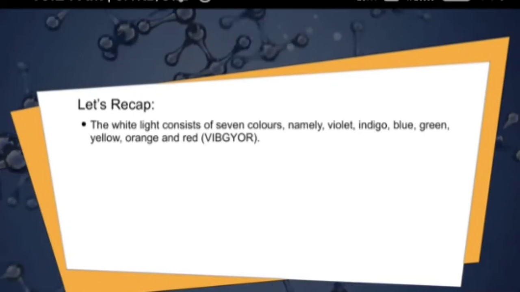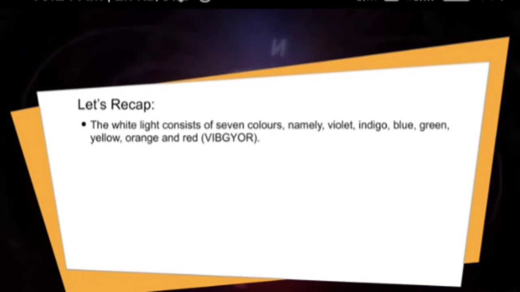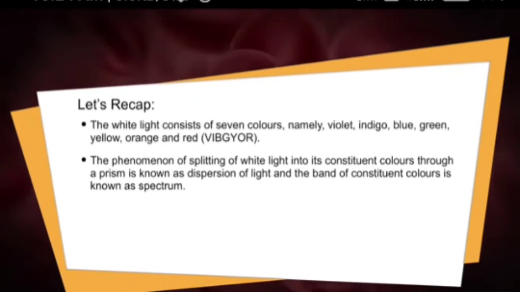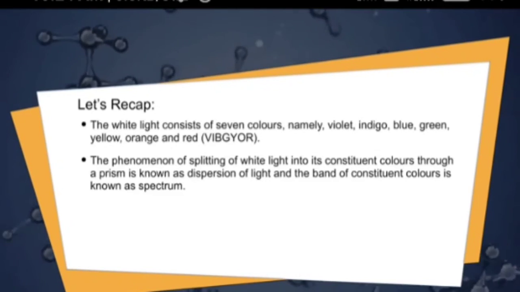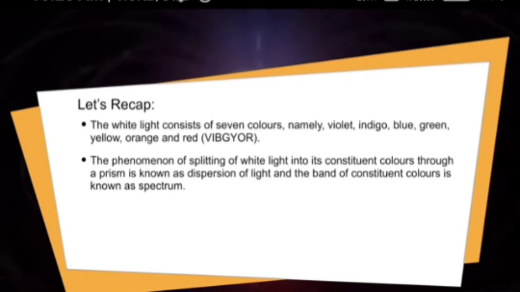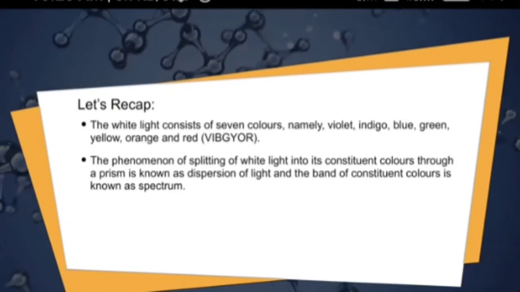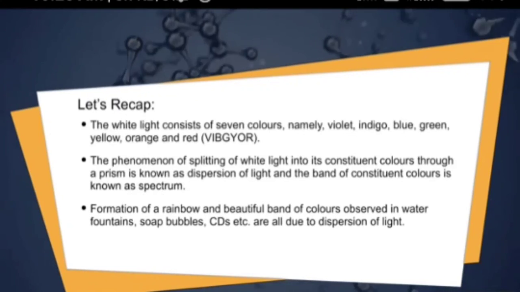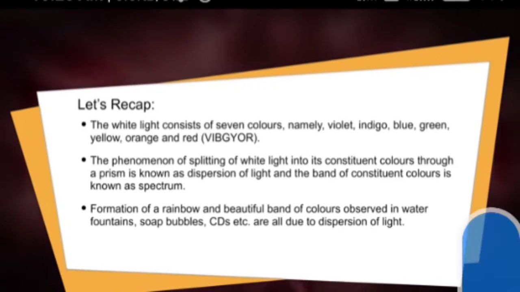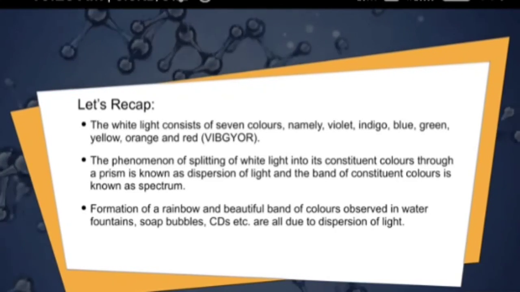The white light consists of 7 colors, namely violet, indigo, blue, green, yellow, orange, and red, VIBGYO. The phenomenon of splitting of white light into its constituent colors through a prism is known as dispersion of light, and the band of constituent colors is known as spectrum. Formation of a rainbow and beautiful band of colors observed in water fountains, soap bubbles, CDs, etc. are all due to dispersion of light.